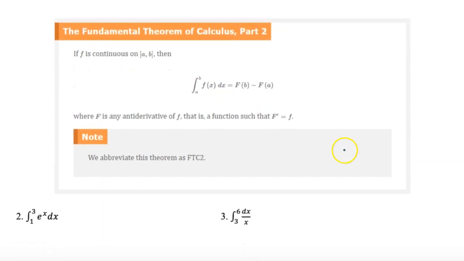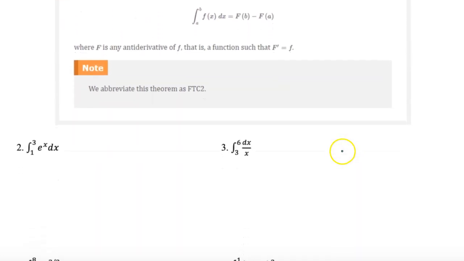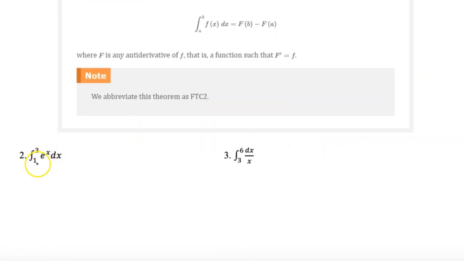So let's do some examples of this. Okay, from 1 to 3, e to the power of x dx. Well, this tells me that I'm finding the antiderivative of this function, and I'm going to introduce some notation here. Well, what's the antiderivative of e to the x? Isn't that just e to the x? Well, the derivative of e to the x is e to the x, right? So this must just be e to the x.